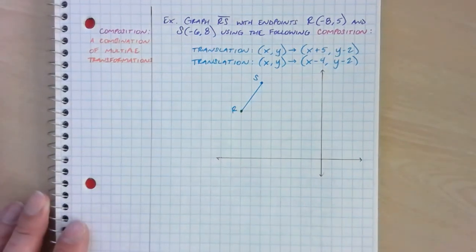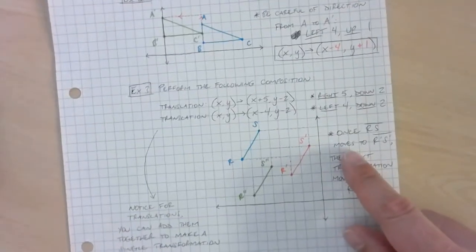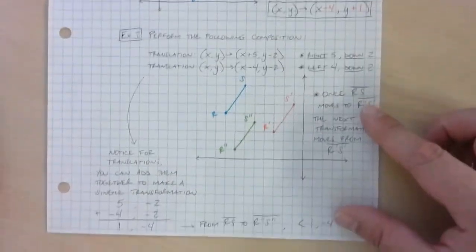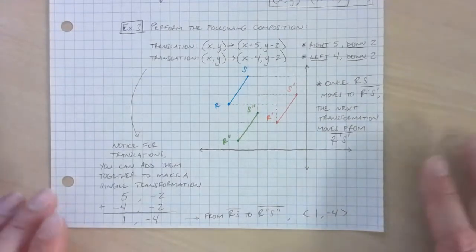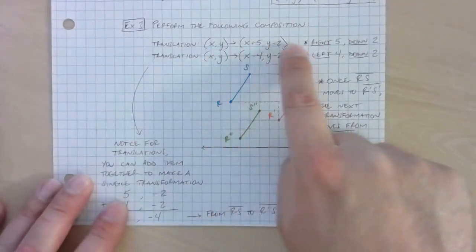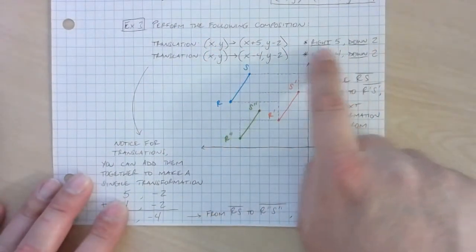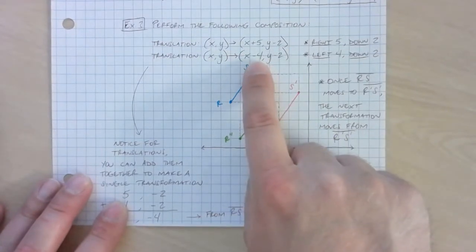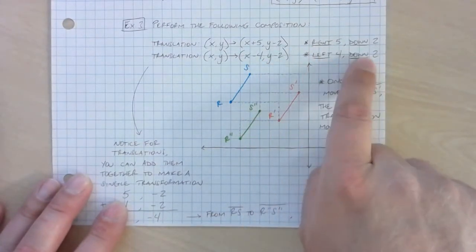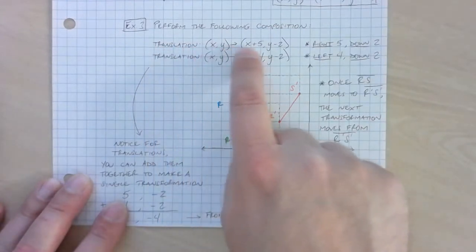So I'll show you the solution sheet to kind of see what happened. All right, so this is, again, attached in your resources and Google Classroom, but this is the same exact problem. Again, here's our first translation, right 5, down 2, positive 5, -2. That -4, -2 tells me left 4, down 2. So just go one transformation at a time.